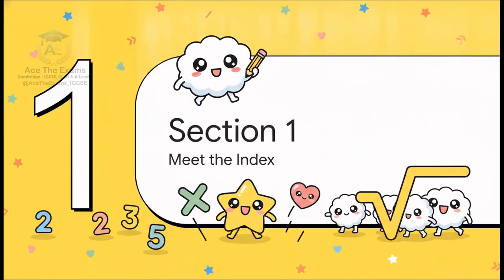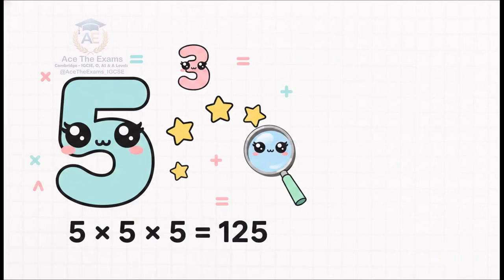Section 1. Meet the index. Let's kick things off by making sure we all actually know the adorable little characters we'll be working with. What's really kind of cool here is how simple the relationship actually is. Notice that big number sitting on the bottom? That's your base. In our example here, the base is 5. Then you've got that tiny little number floating up in the top right corner. That is the index, or the power.